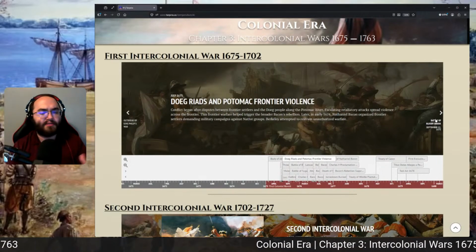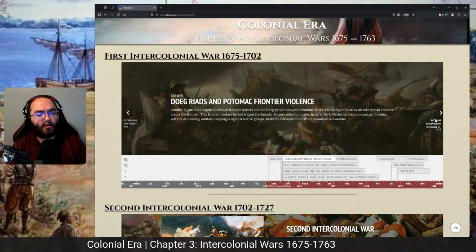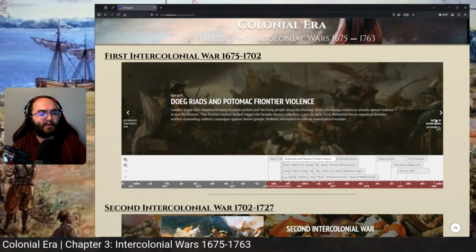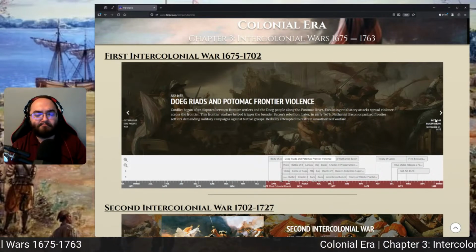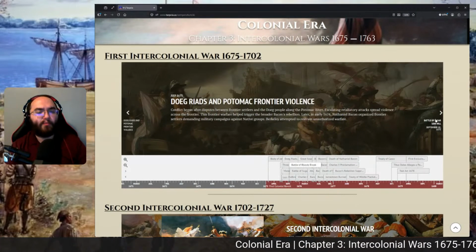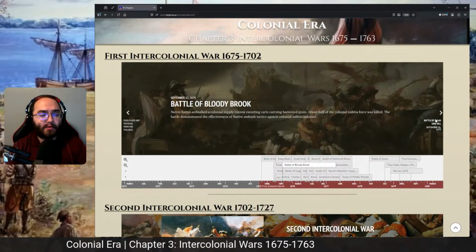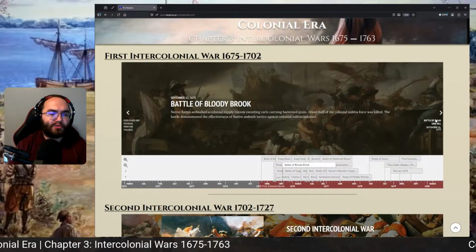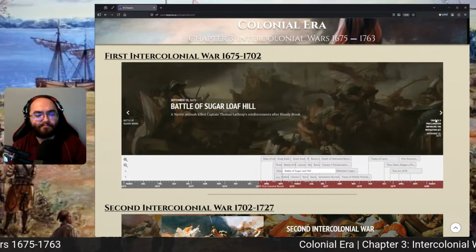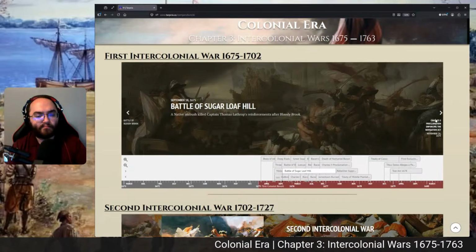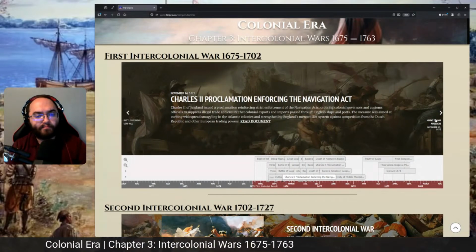A bunch of these raids, and most Native American violence back and forth with the colonists are really small raids. They don't really have large pitched battles that will come later between European powers rather than Native Americans. So a lot of these are just ambushes, raids, skirmishes, and stuff like that. A few battles for King Philip's War.